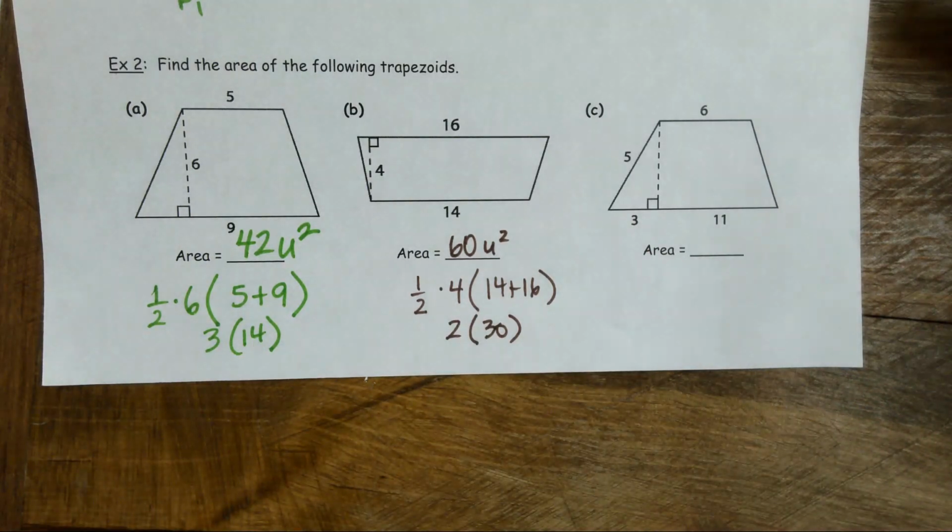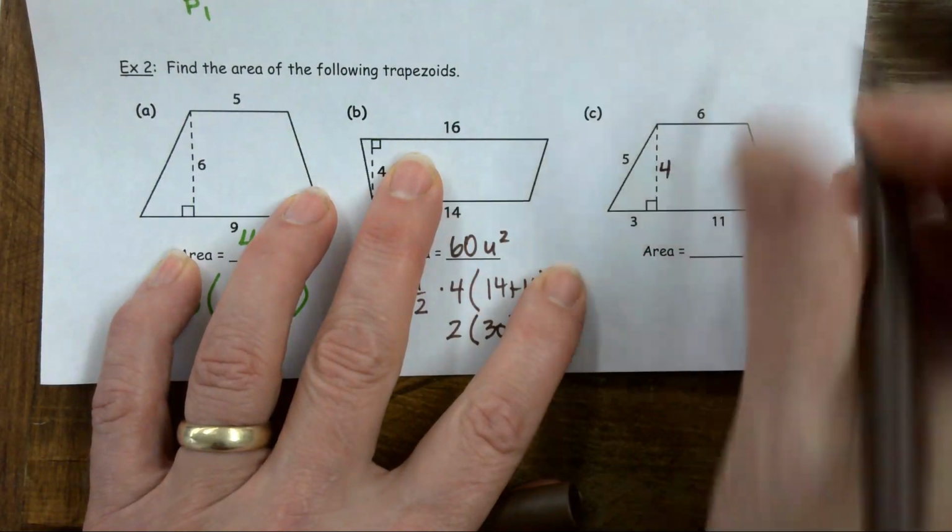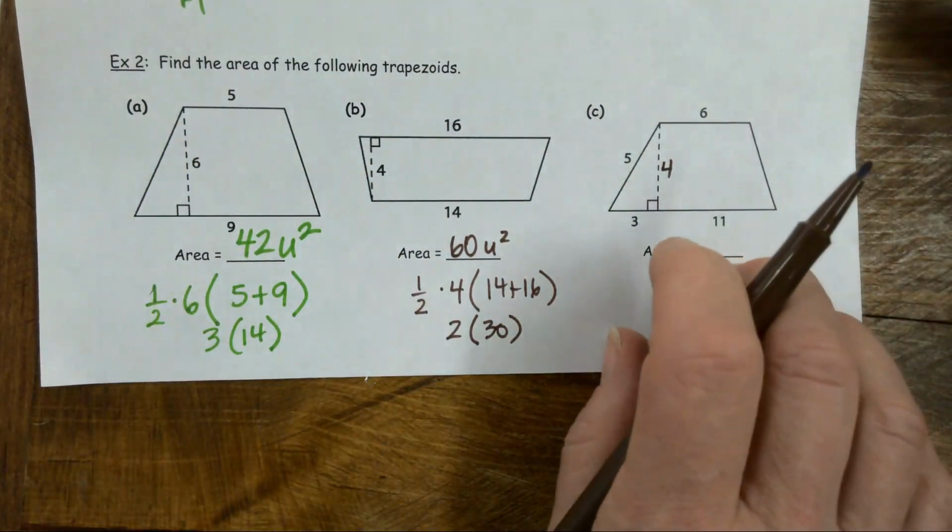Sometimes, again, you're going to have to find some missing information. So in C, I don't have the H part of it. What is the height? 4. Are you guys magic? How do you know that? Yeah, it's a Pythagorean triple. It's a 3, 4, 5 problem.